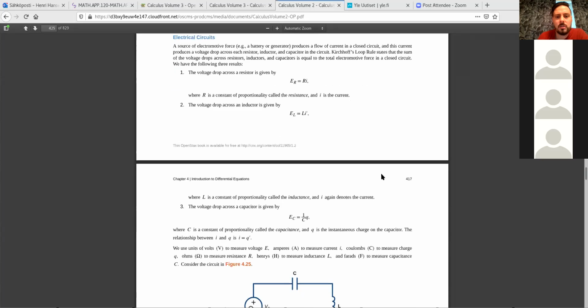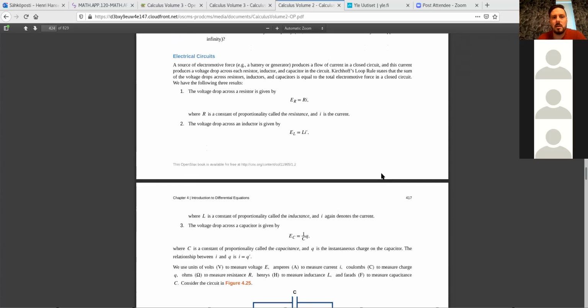And here are electrical circuits. I like these electrical circuits. I don't know if you know electrical engineering, have you studied it, but it's already relatively simple, but it gives rise to really nice equations.